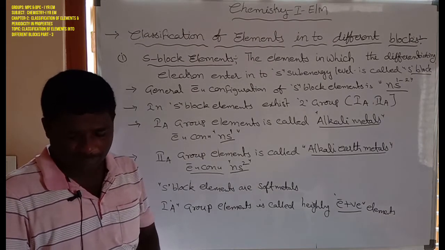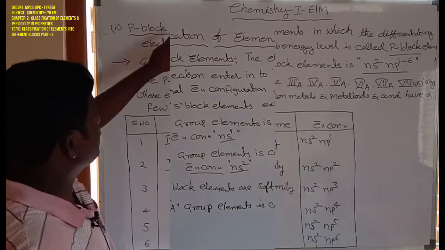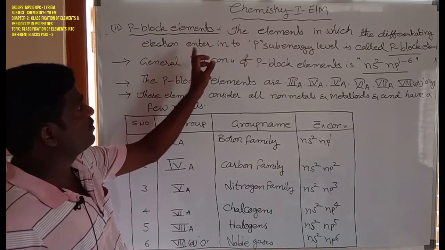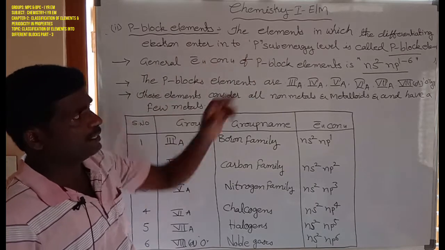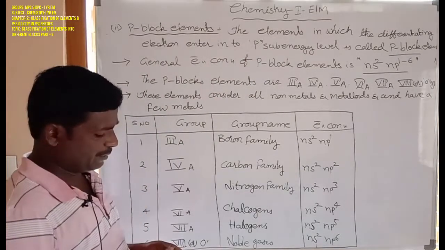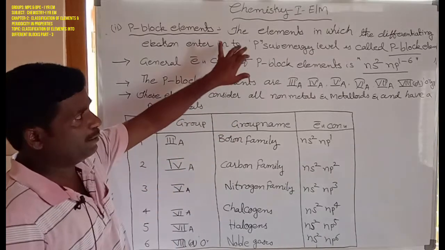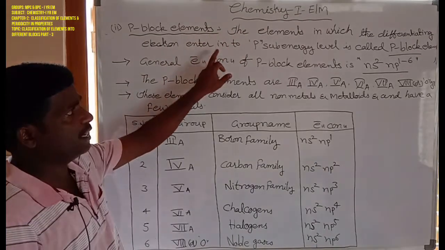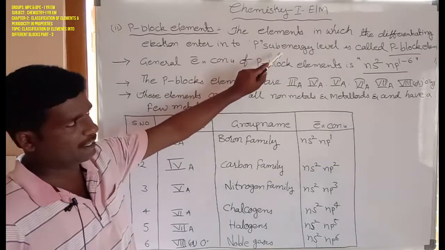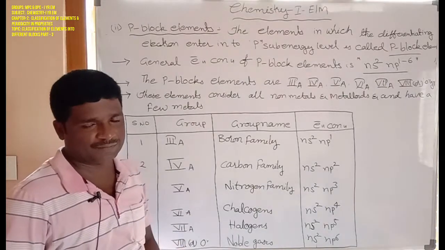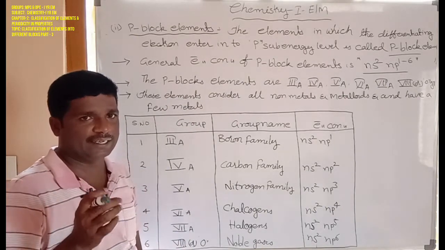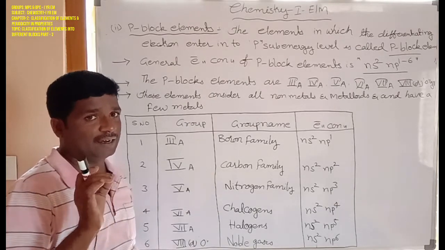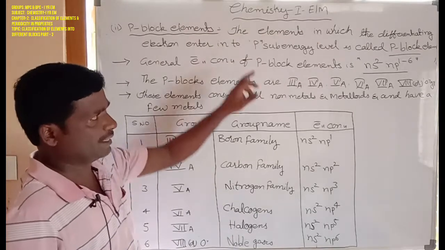Next, the second one, P block elements. What is the P block element? The elements in which the differentiating electron enters into the P sub-energy level or P orbital are called P block elements.